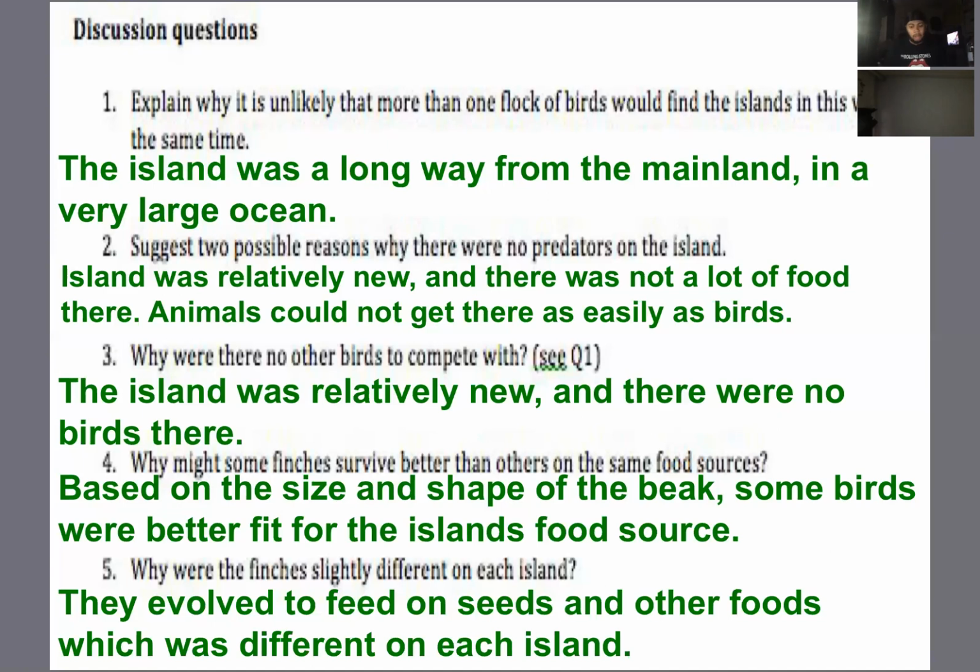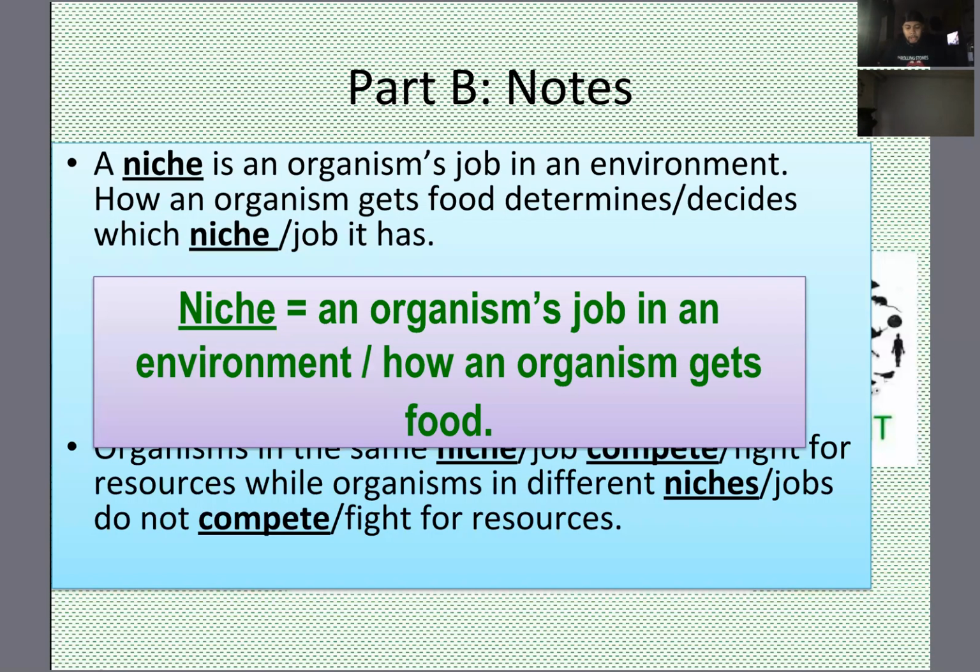So moving on. Part B, notes. All right. A niche is an organism's job in an environment. How an organism gets food determines which niche, or job, it has. So again, a niche is an organism's job in an environment, how an organism gets their food.